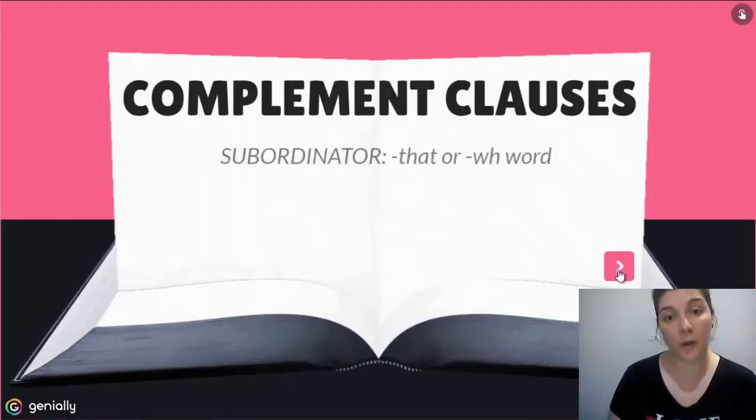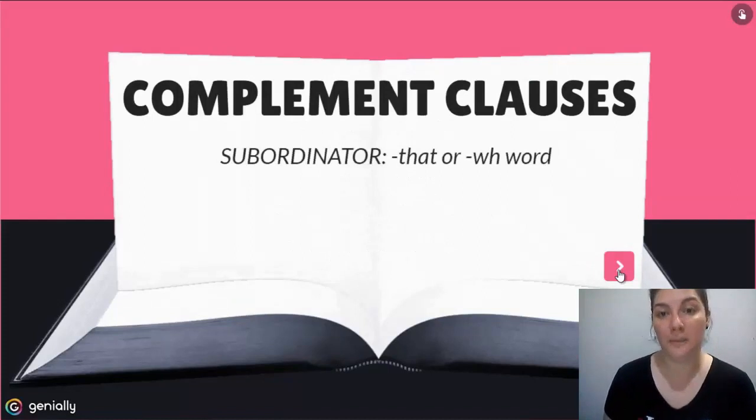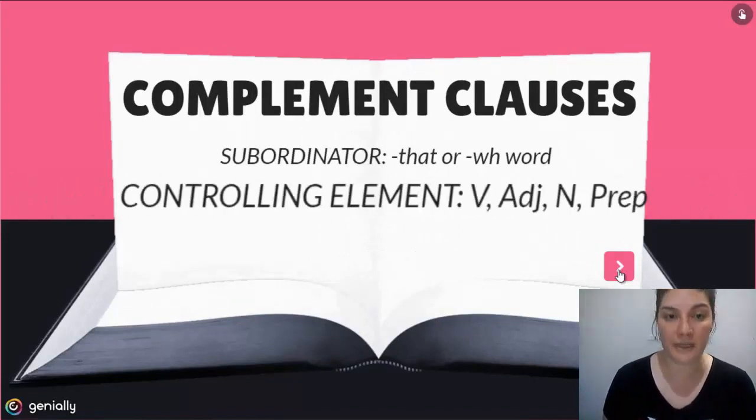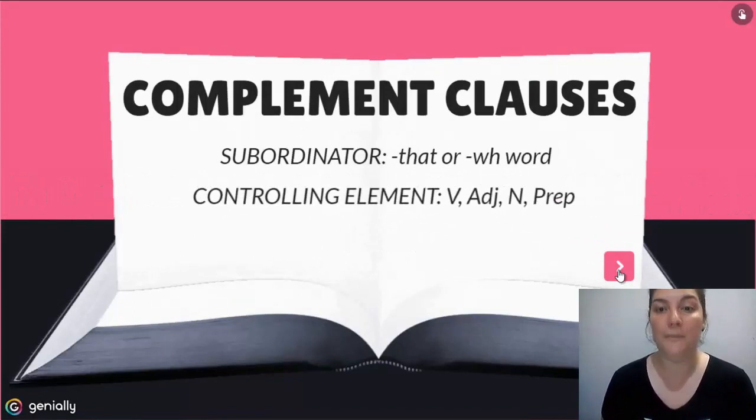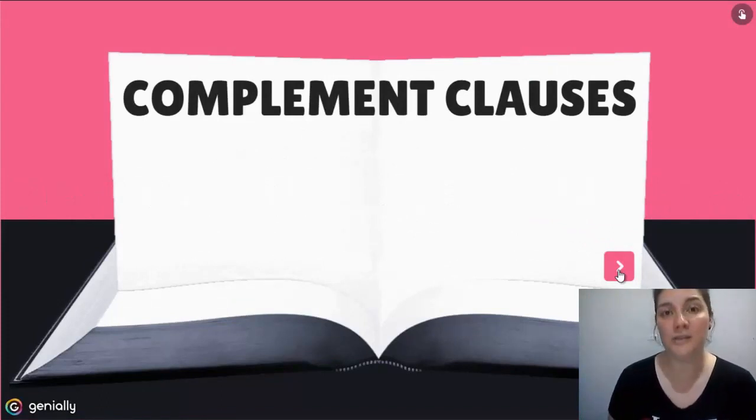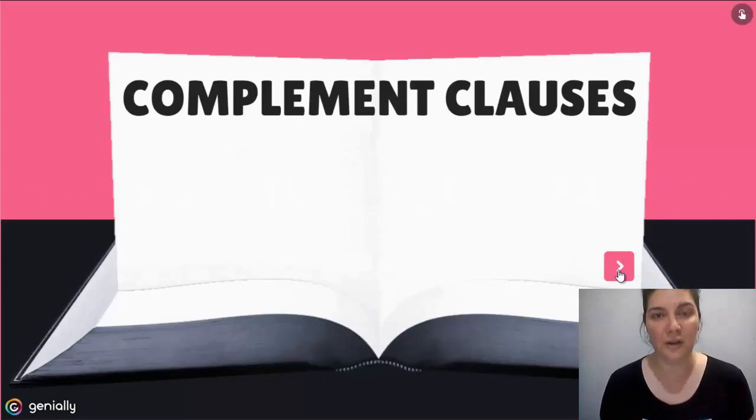Finite complement clauses are introduced by a subordinator that can be that or a WH word, and they are controlled by verbs, adjectives, nouns, or prepositions. Complement clauses are also known as nominal clauses because they can occupy the slot of a noun phrase within a clause. In brief, a complement clause can be the subject of the clause, a predicative within the clause, that is, a subject or object complement. They can be used as direct objects, or they can complement phrases like noun phrases, adjective phrases, and prepositional phrases.